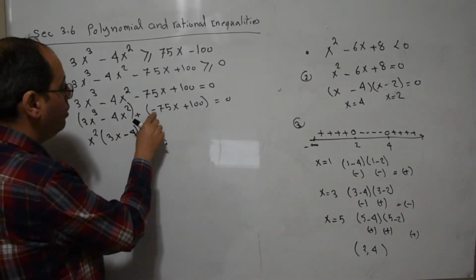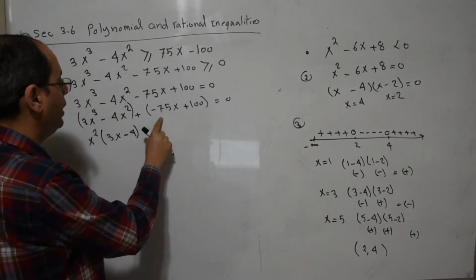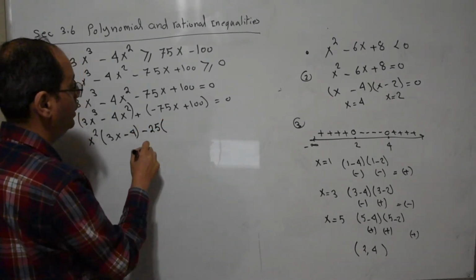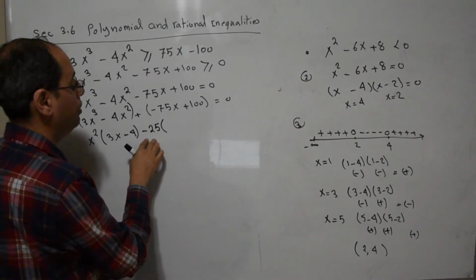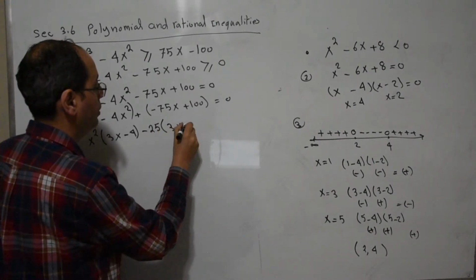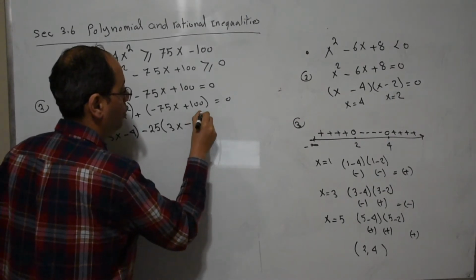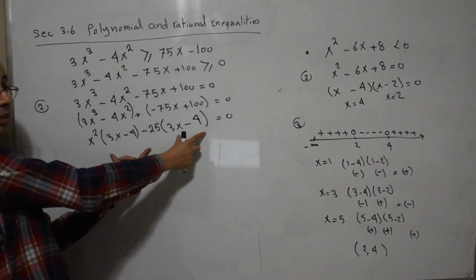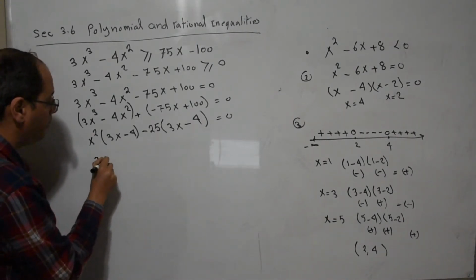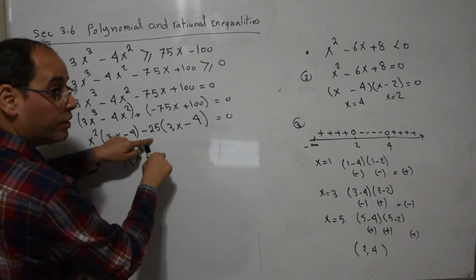Okay, now I have negative 75 and 100, so I can have negative 25 as a common factor, and negative 75 divided by negative 25 is 3x, and here is minus, because 100 divided by negative 25 is negative 4. I see the pattern here. So I'm going to factor 3x minus 4, and I have left here x squared minus 25.